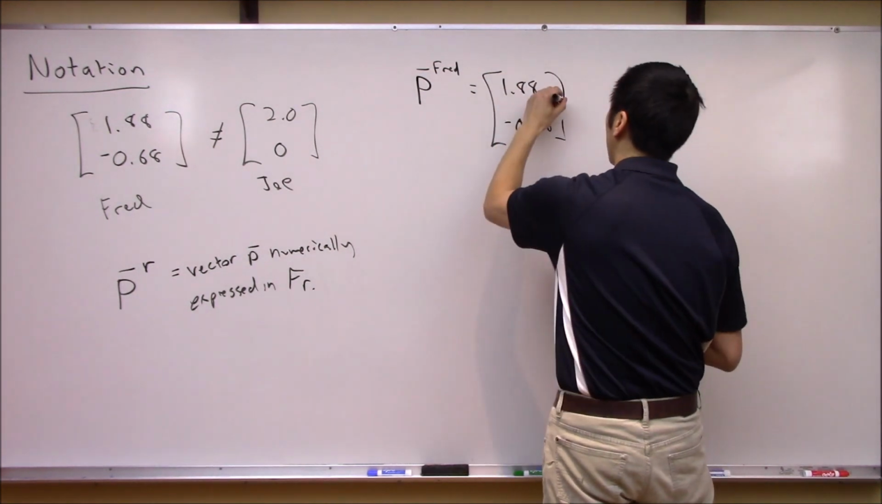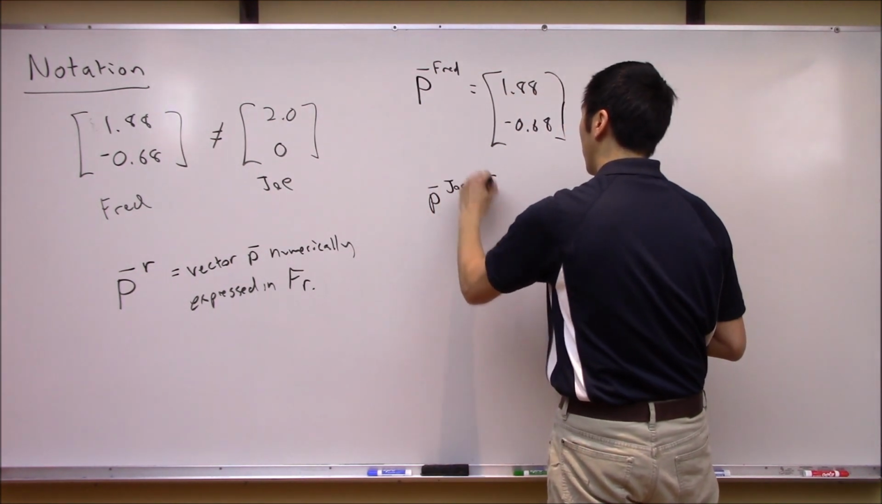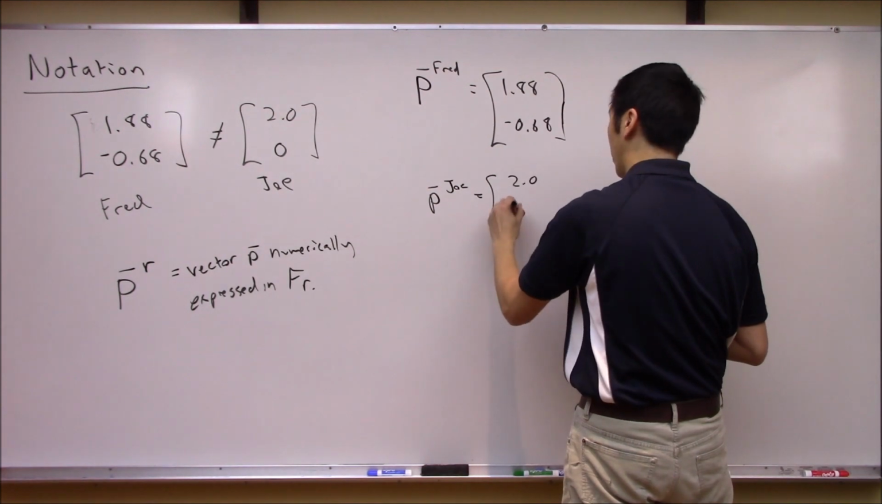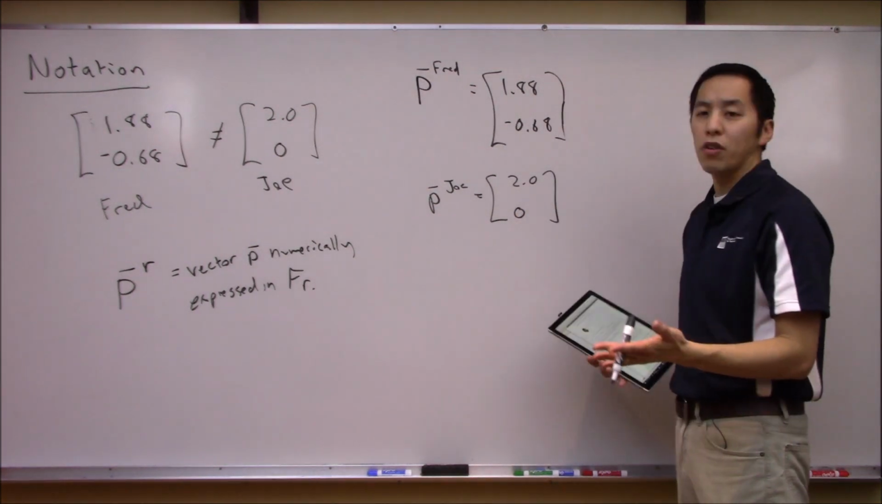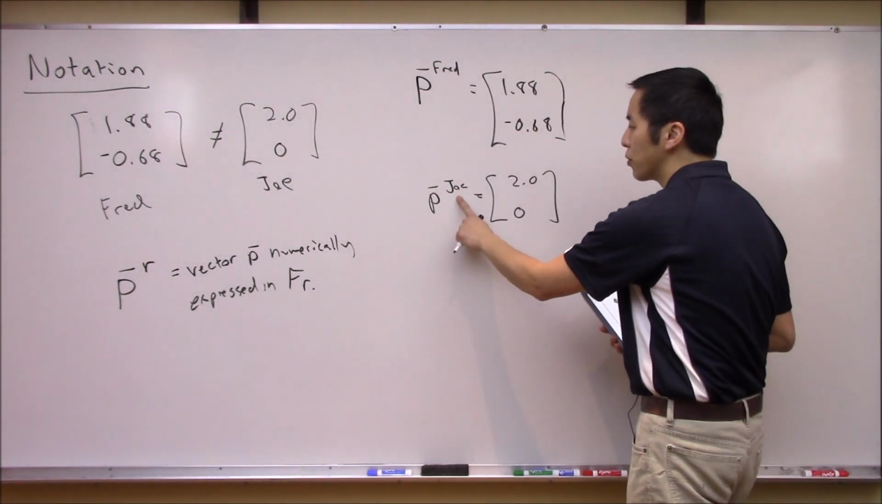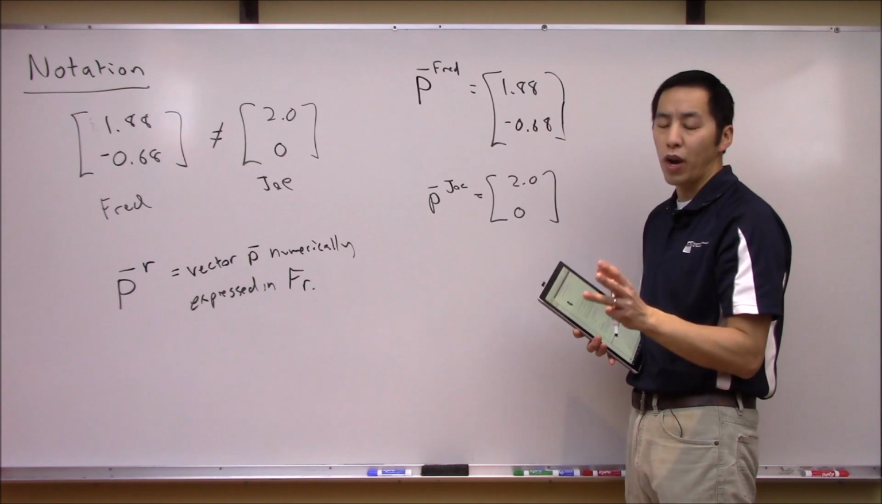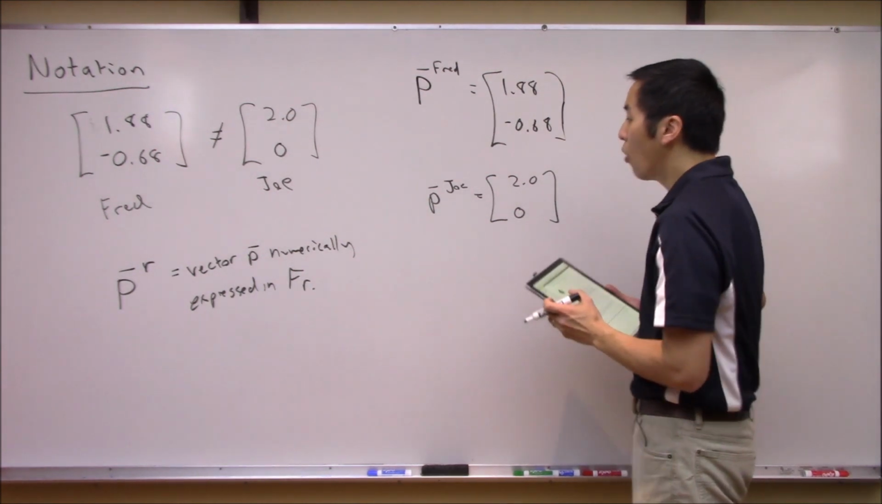And the vector P from Joe's perspective is 2.0 and 0 here. Okay? So this will clear up a little bit of some of this ambiguity here. So again, let's use this right superscript to denote which frame a given vector is expressed in numerically here, right?